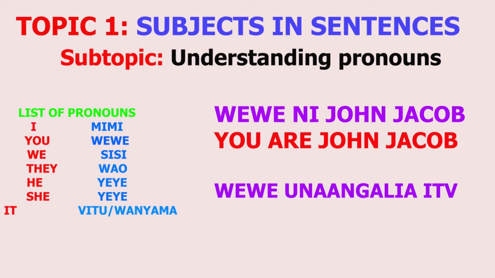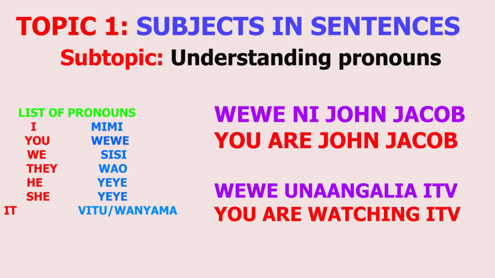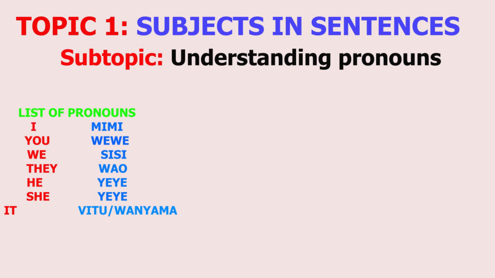So you are going to say you are watching ITV. For example, you want to say wewe unaangalia ITV. You are saying you are watching ITV, because you have to start with you, because you in Swahili language means wewe. And then we have another pronoun that we have talked about, which is we. We means sisi.